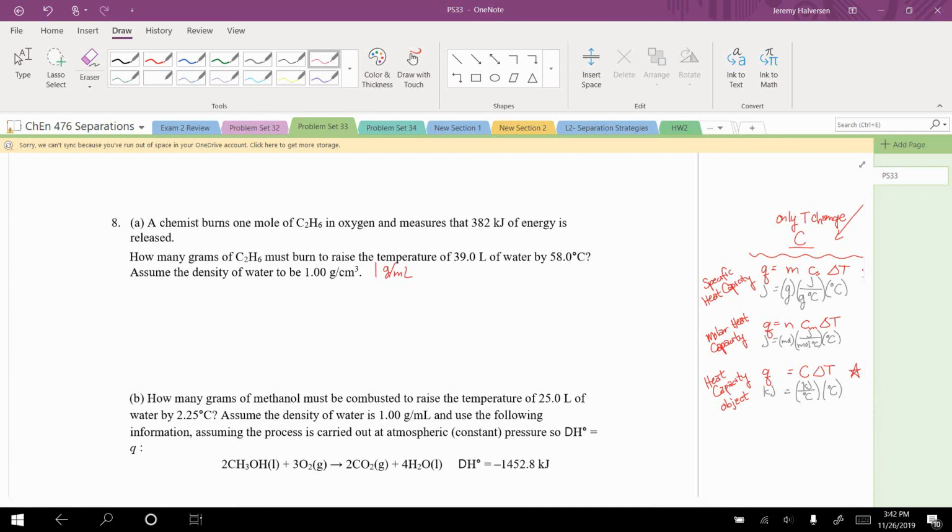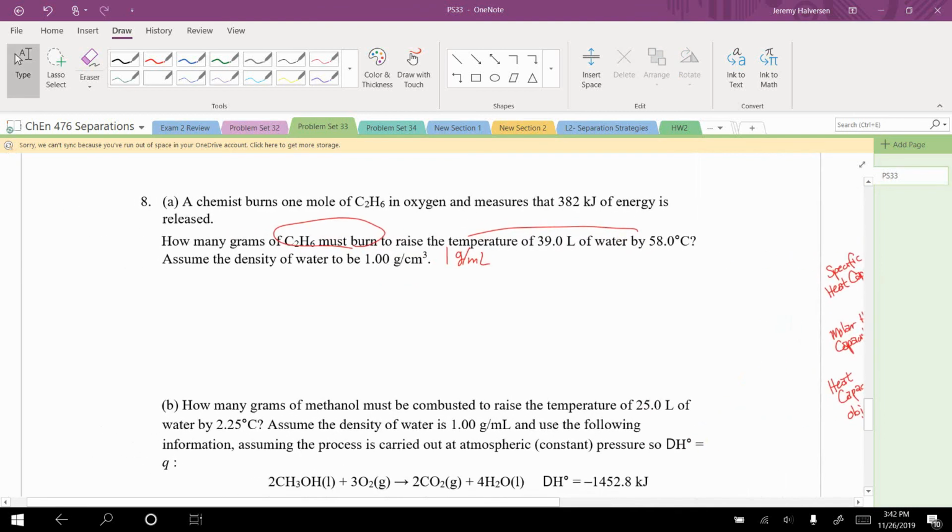Okay, so what are we doing here? We are burning C2H6 to change the temperature of water. So we're using the heat from one thing to change the temperature of different things. So we know that we're going to have a Q, I'm going to say, of combustion because we're burning the thing, equal to negative Q of my water. Because all I'm doing, yeah.